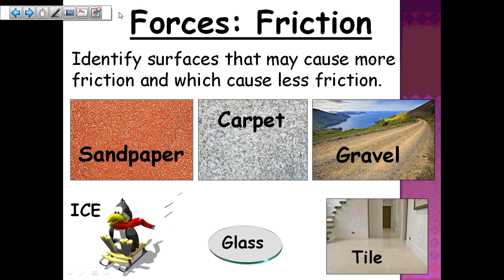And sometimes, depending on what you're doing or how you're trying to move, friction can be a good thing or it can be a bad thing. It just depends on what you're trying to do. If you're trying to skate or sled, like we see here, then you want to be on something like ice. You wouldn't want to be on something like carpet. So how you're trying to move will depend on how much friction you want to exist between those surfaces.